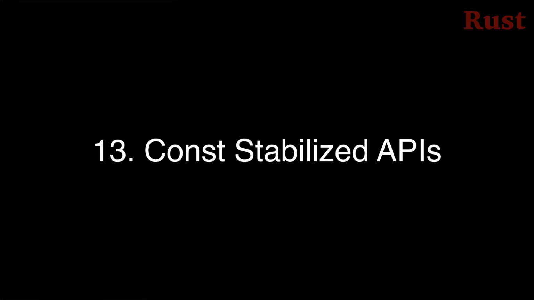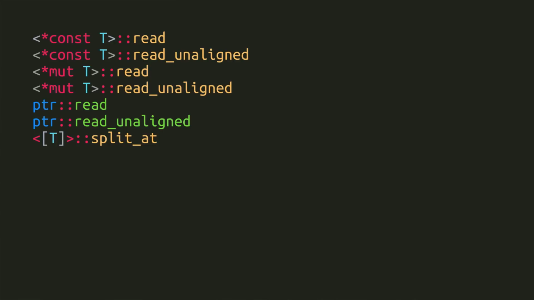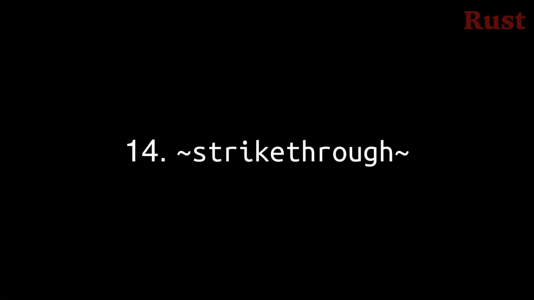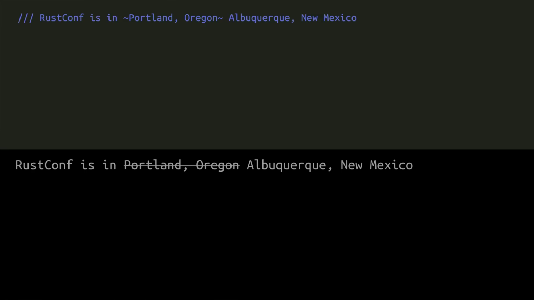Number 13. Several APIs are now available to use in const expressions, meaning they will be evaluated at compile time. Here's the full list. The first 6 all deal with reading through raw pointers, and the last one is a method that splits one slice into 2 slices. Easy peasy. Number 14. The Markdown parser for documentation comments now allows you to use single tildes around text to indicate strikethrough. Until now, you had to use double tildes.